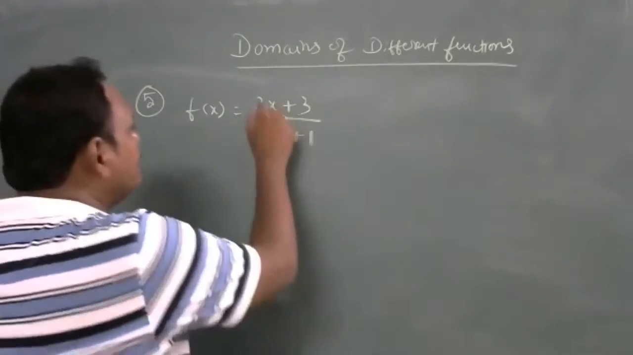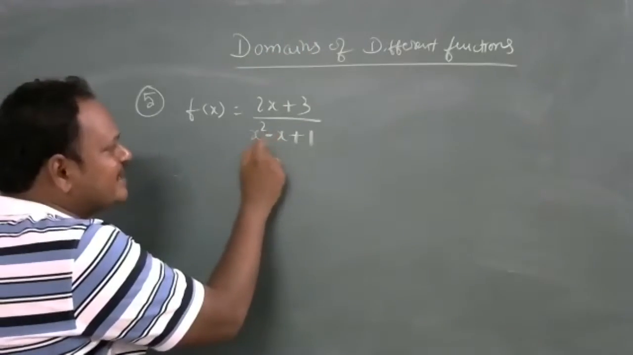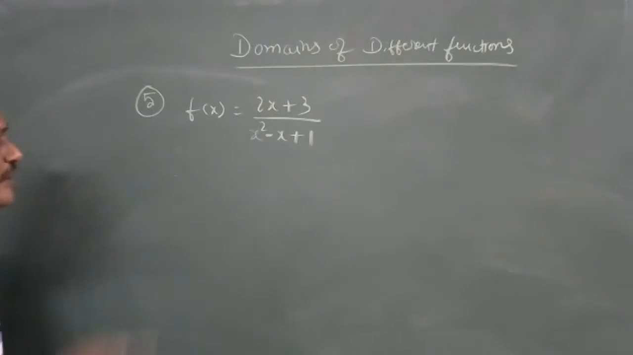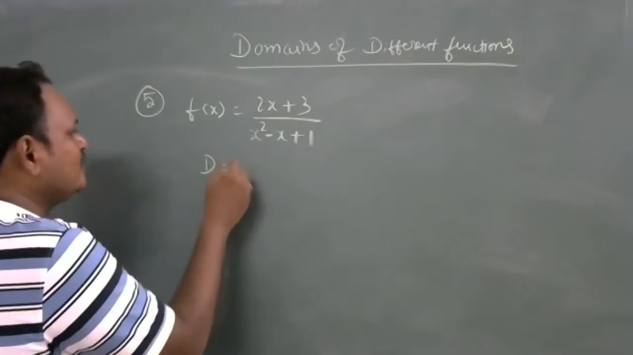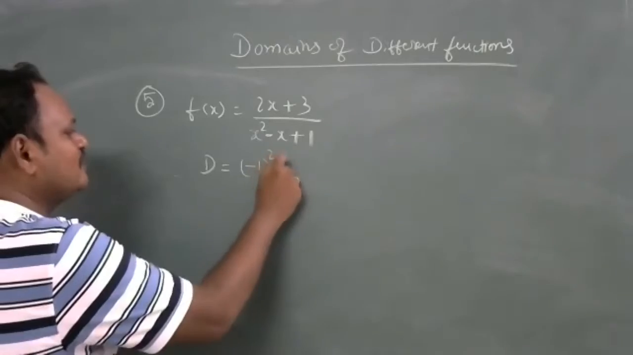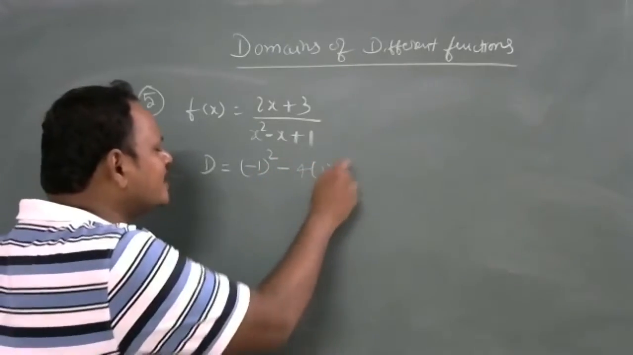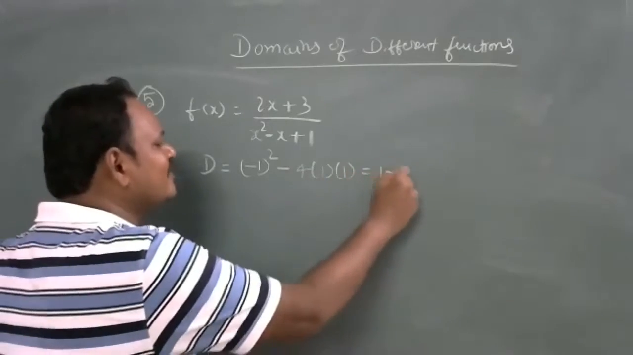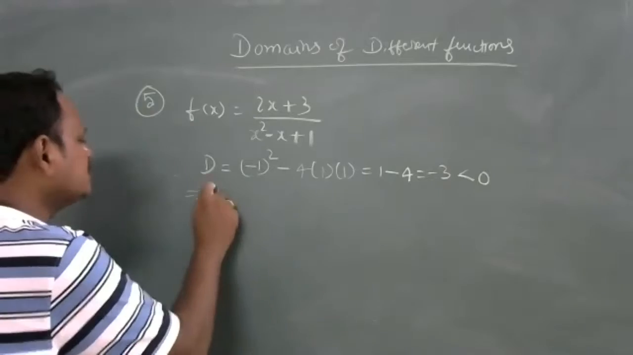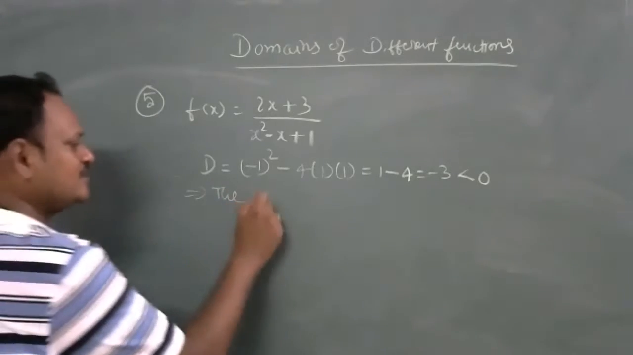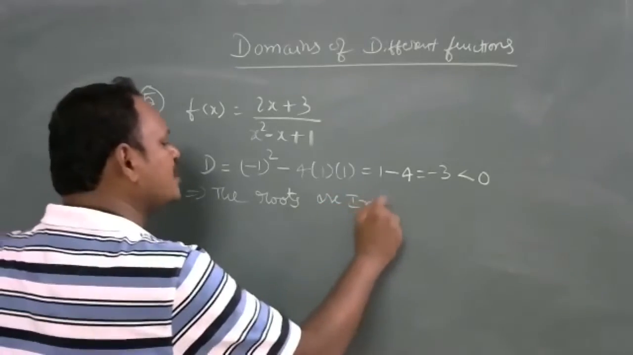Here you see, my dear students, 2x plus 3, the numerator can be 0 also, no problem. But the denominator we have is x square minus x plus 1. What is the nature of the roots of this quadratic equation? If you find the discriminant, b square minus 4ac, that is minus 1 whole square minus 4 into 1 into 1. This is nothing but 1 minus 4, that is minus 3, which is less than 0. That implies the roots are imaginary.